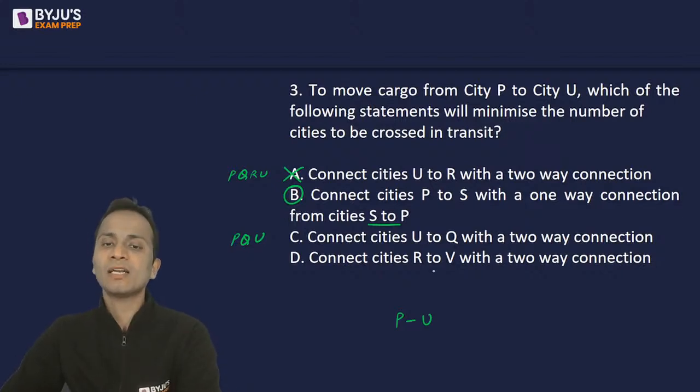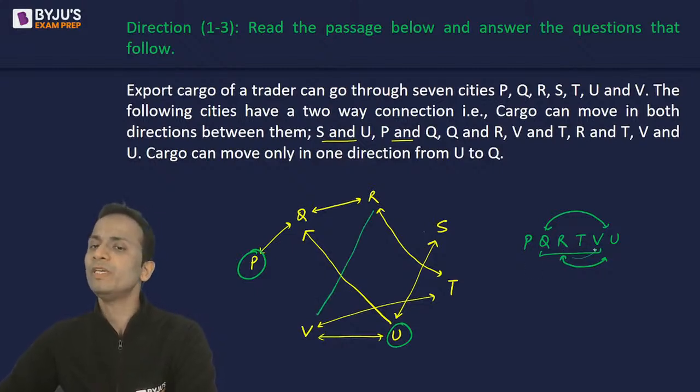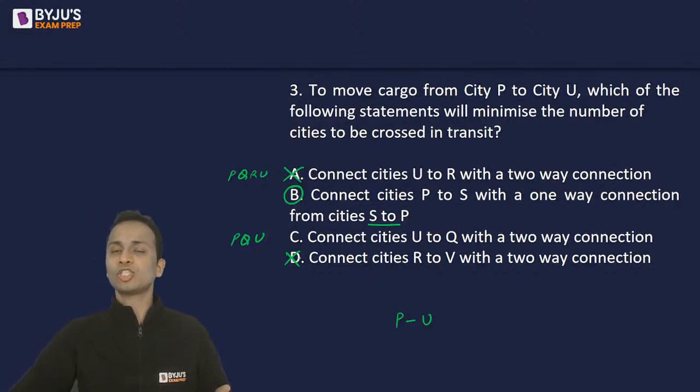Connect cities R to V with a two-way connection. So R and V, two-way connection. Again, I can directly go from R to V. That is of no use. So the route will be PQRVU. So I have just bypassed only one city. Still, I have to travel across 3 intermediate cities. So option D will not be the shortest route.